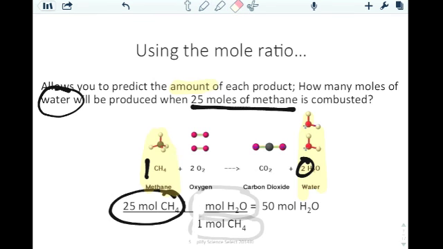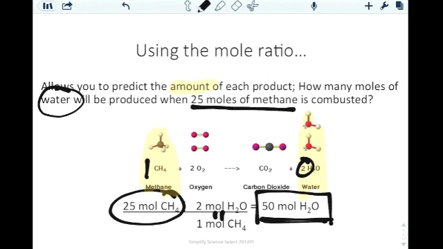So it's that dimensional analysis set up for us again. We see that they equal each other, and so we just go 25 times 2 is 50, divided by 1 is just 50. So we know that 25 moles of methane will produce 50 moles of water.